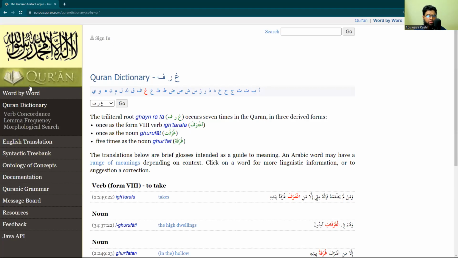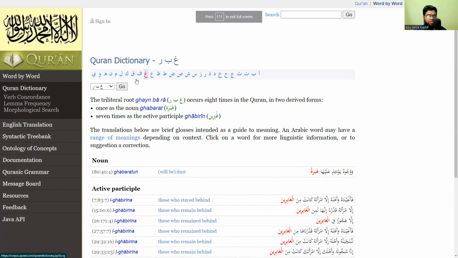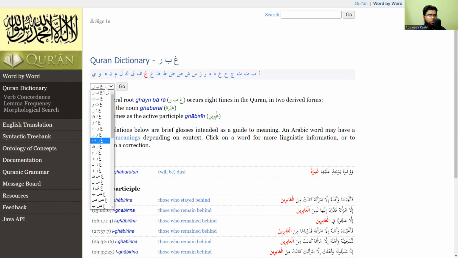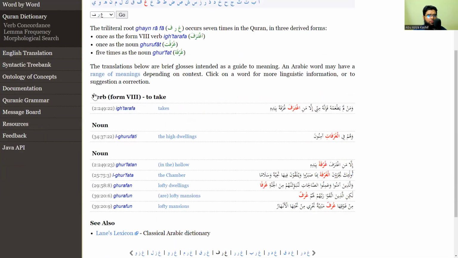So what I did, I went to the Quran dictionary, went to ghain, and then ghain ra fa, because I know the root letters. There's no ta marbuta in the root of ghurfa. The root letters are ghain ra fa. So we don't want a verb. Ikhtarafa is to take something. We don't want this format, right? We want the noun masdar from there.